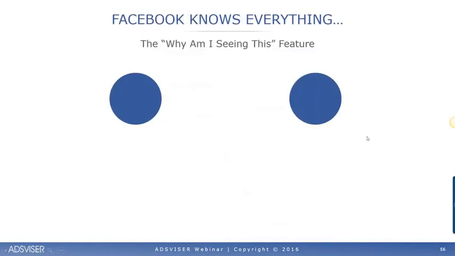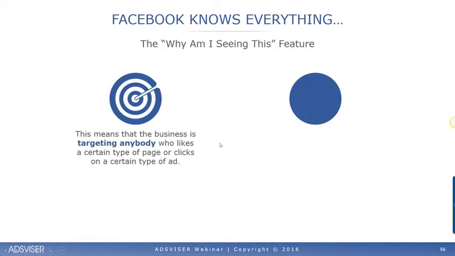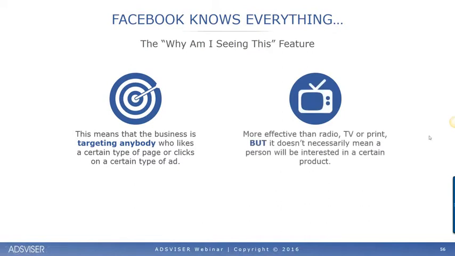So the why am I seeing this feature basically means that the business is targeting anybody who likes a certain type of page, okay? That's what the feature tells you, and obviously it's very effective. It's more effective than radio, TV, or print, but it doesn't necessarily mean a person will be interested in a certain product. Okay, so you're using Adsviser to drill down into your exact interest, but in terms of what they actually see, it's something that you need to target down even further.